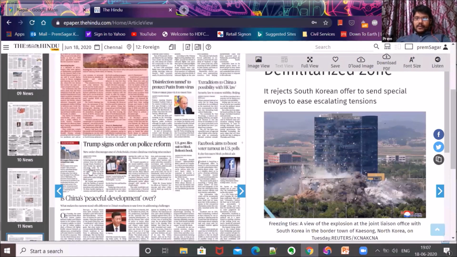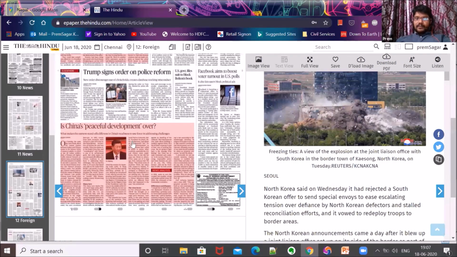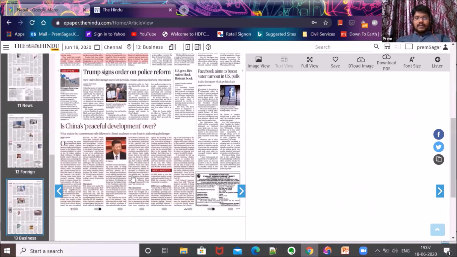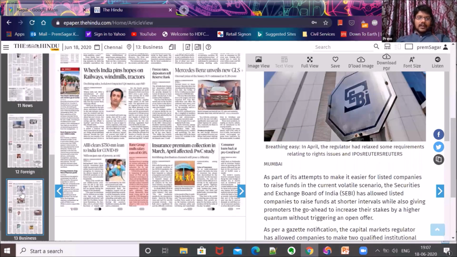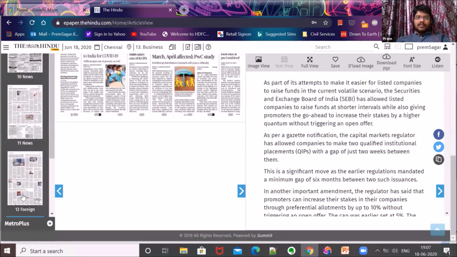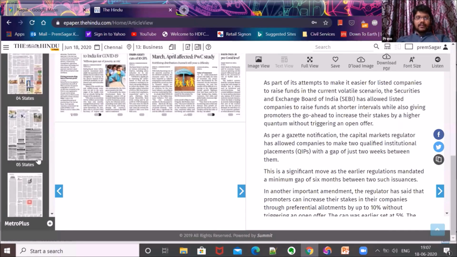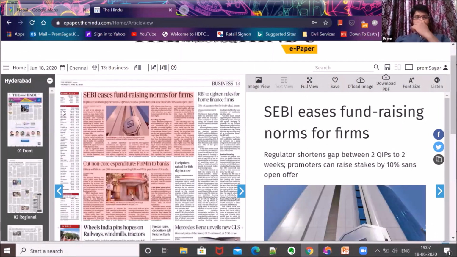And this thing is also very important. Peaceful development. Just have a read so that you'll get more context on this. Rest all is okay, like everyday news is not that important from a prelims or mains perspective. Okay. So that is from news coverage.